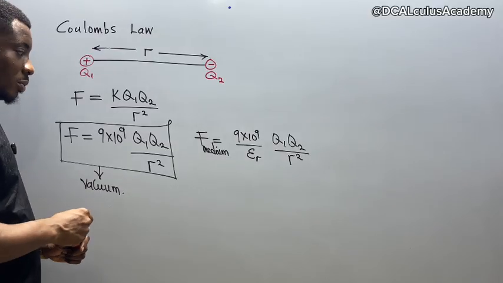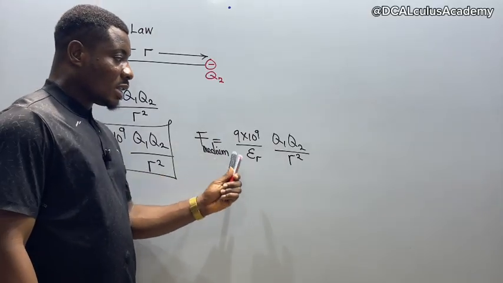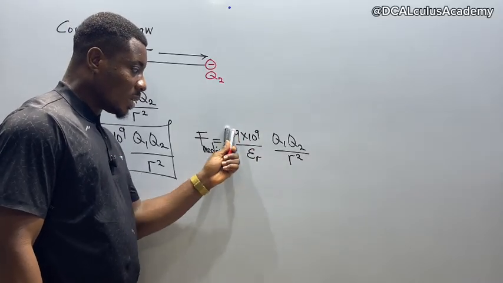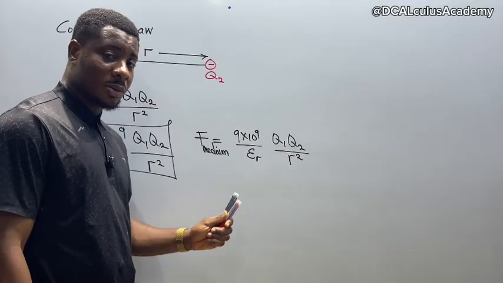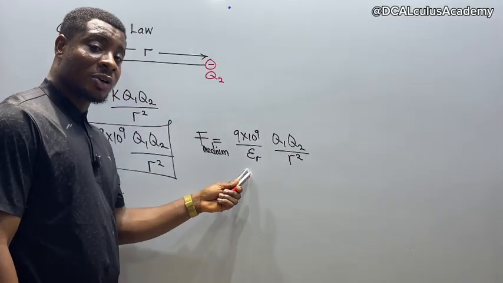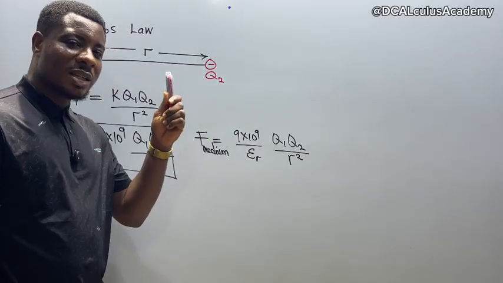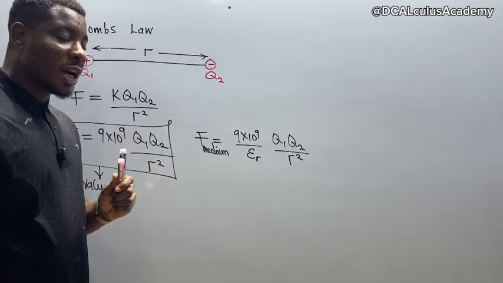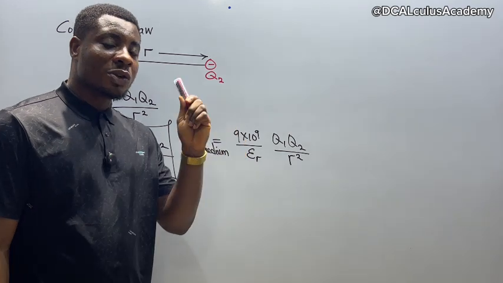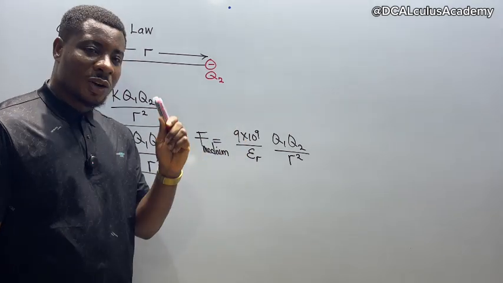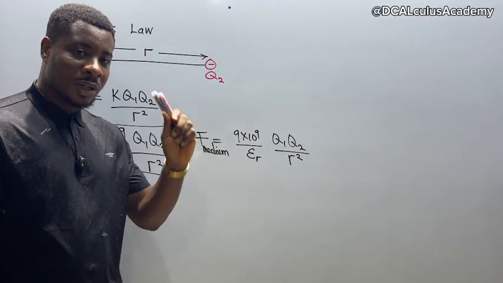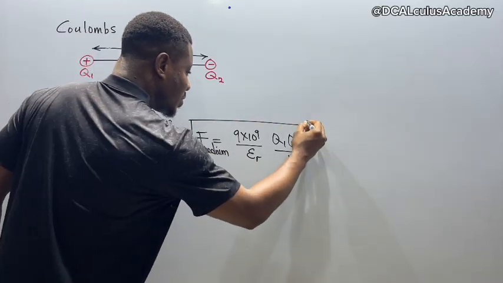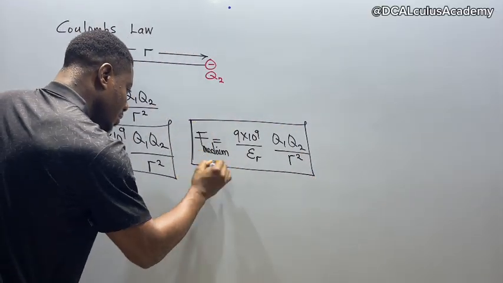Once the question tells us that the system of charges is in a medium, we replace K with 9 times 10 raised to power 9 over epsilon r. Remember that epsilon r is called the relative permittivity, which is the permittivity of the medium. Remember that epsilon r has no unit. It is a constant that depends on the medium. So we use this formula for force if the system of charge is in a medium.